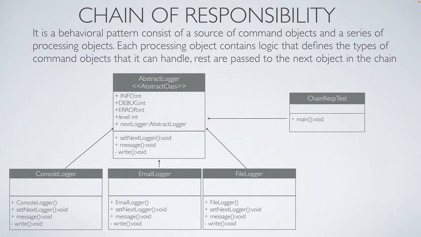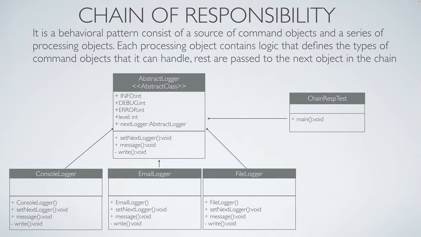We are going to talk about a design pattern called chain of responsibility. It is a behavioral pattern, consists of a source of command objects and a series of processing objects. Each processing object contains logic that defines the type of the command objects that it can handle. The rest are passed to the next object in the chain.